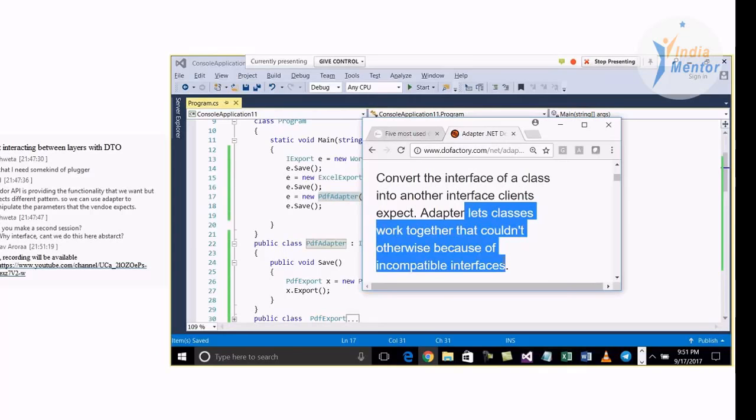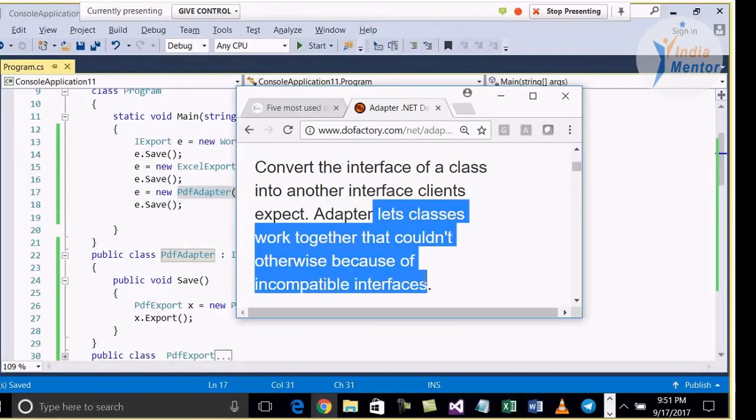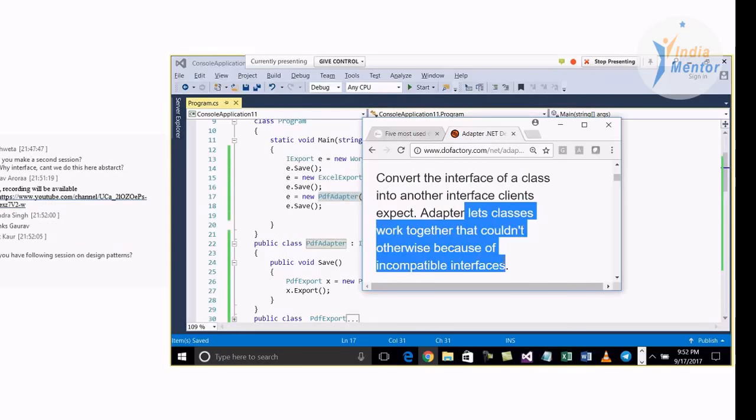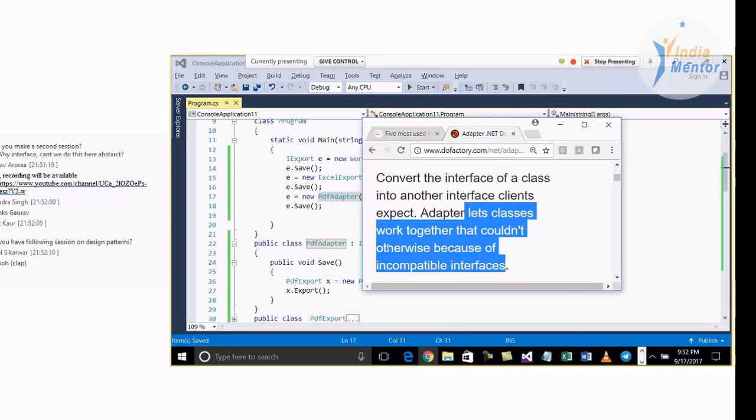Very simple pattern, but every time you see there is a third party thing that is not following your naming convention, you try to put a wrapper. Normally this word wrapper is a synonym for adapter. I have seen that in projects, whenever I hear that word wrapper, I feel like it is nothing but adapter. Okay. Guys, any questions here on what is an adapter pattern?